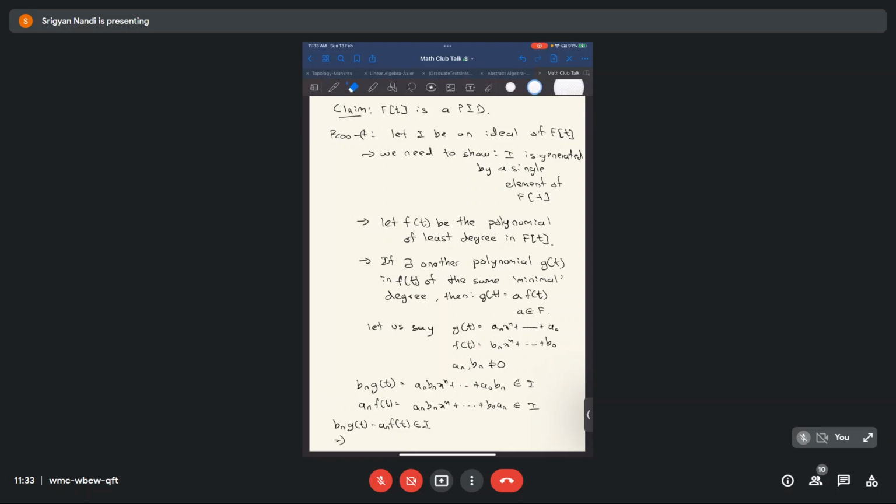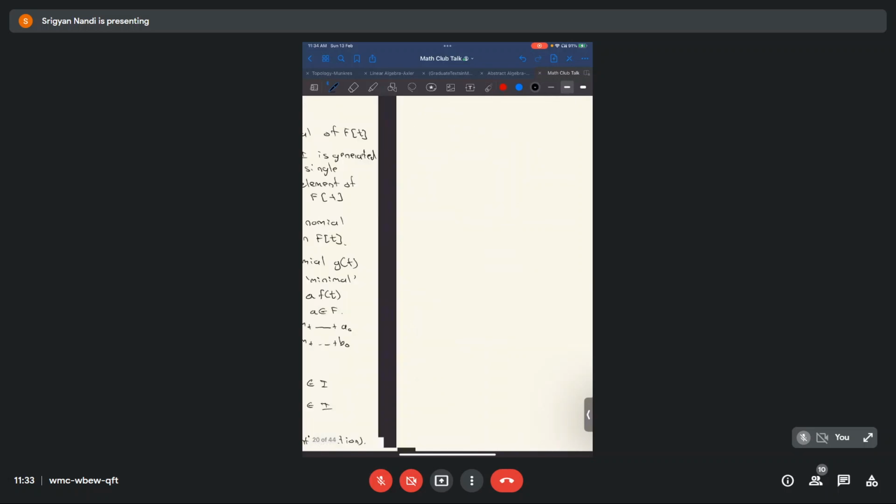So what happens is the degree of b_n g(t) minus a_n f(t) is actually less than n. But this is a contradiction since we assume that the minimal polynomial is of degree n. We cannot have any polynomial of degree less than n belonging to I. So this is a contradiction. So we come to the conclusion that f(t) is the unique minimal polynomial.